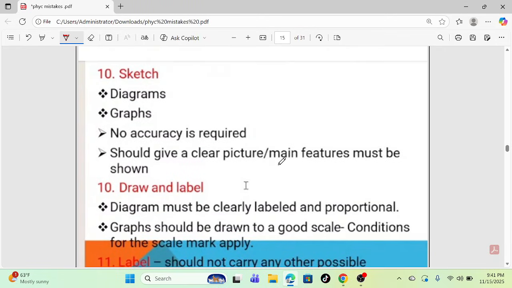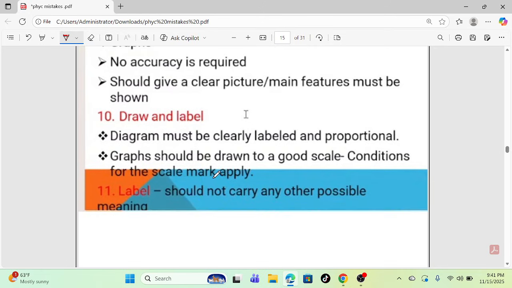Sketch: in case a question asks for a sketch of a diagram or graph, no accuracy is required, but a clear picture should be given and the main features must be shown. Draw and label: the diagram must be clearly labeled and proportional. The graph should be drawn to a good scale, and the scale should cover at least a quarter of the page. Labels should not carry any other possible meaning.